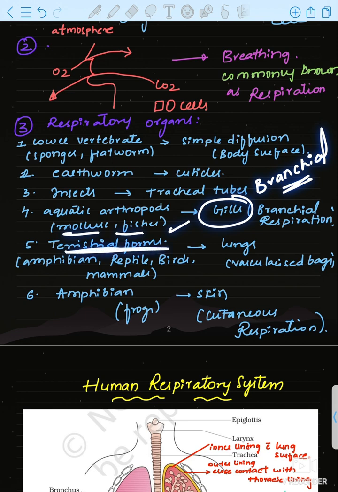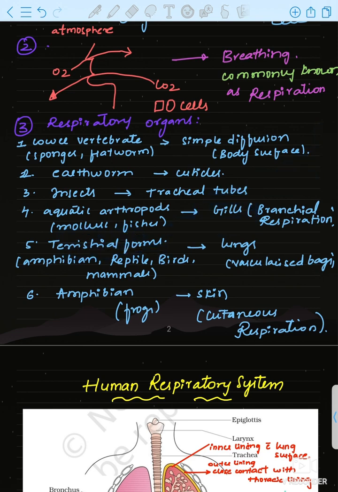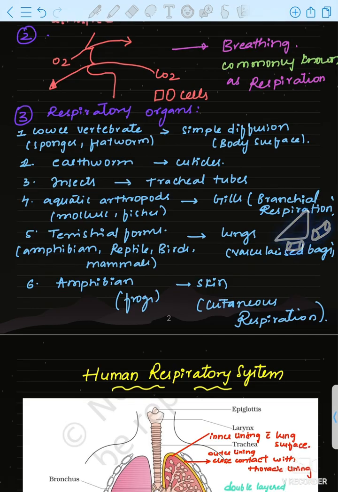Next, terrestrial forms. Terrestrial forms means those which live on land, like amphibians, reptiles, birds and mammals. They all have lungs, which are a vascularized bag. Vascularized bag means what? This lung is an organ surrounded by blood vessels. That is why it is a vascularized bag.